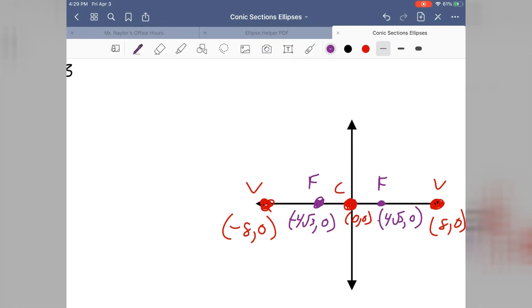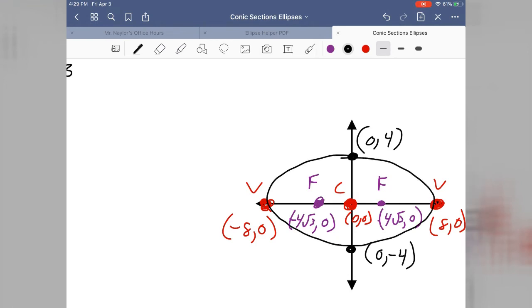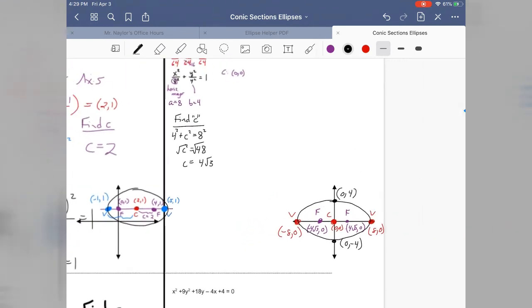We actually have everything that we need. You don't have to, but sometimes students like to label a point on the minor axis. We don't have a name for this point, so I really don't have to label it, but I can identify it as 0, negative 4, and 0, 4, plus that kind of helps me to have some more points when it goes to drawing that ellipse.